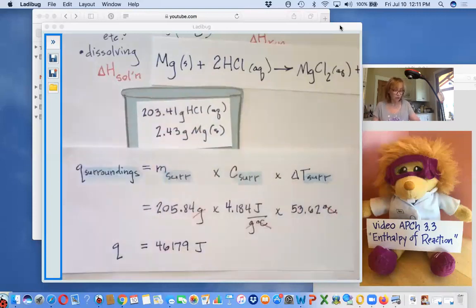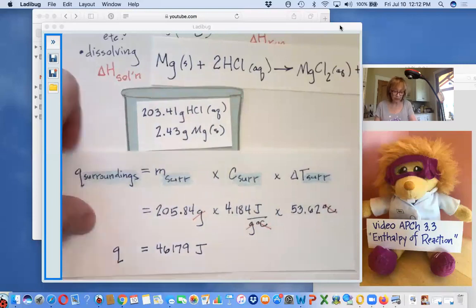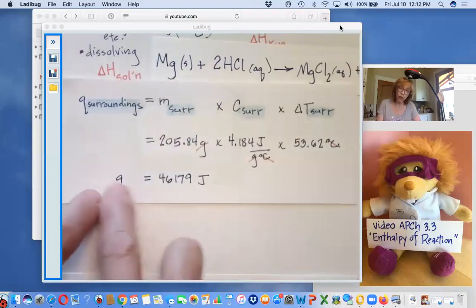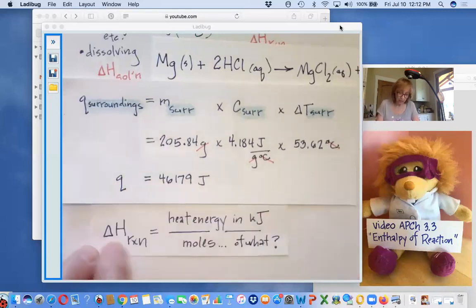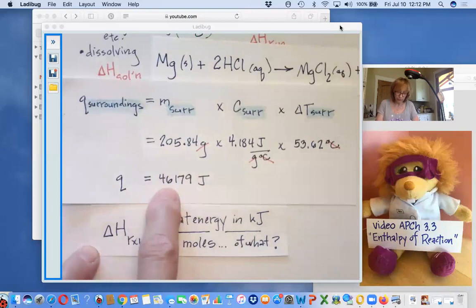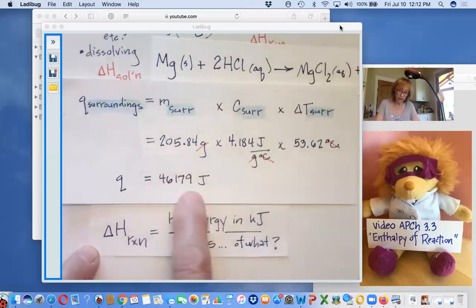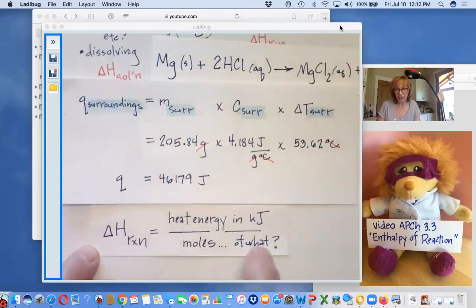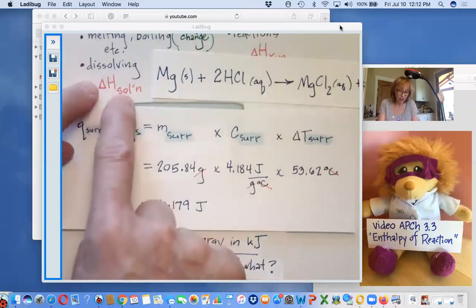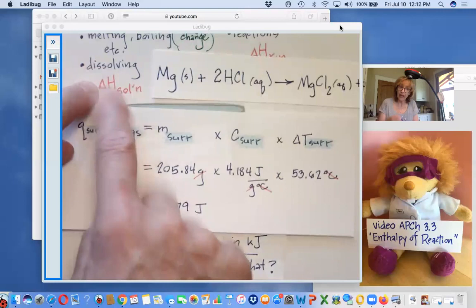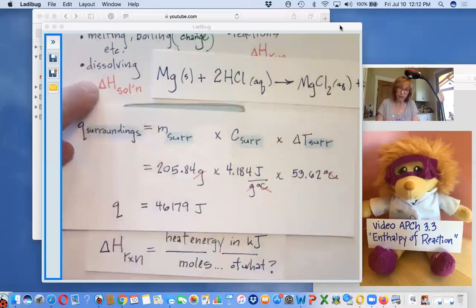But we would like to use something that's more general. So we would like to change this very specific Q heat energy to something more general, the enthalpy change of the reaction. And to do that, we want to take our heat energy, convert it into kilojoules. Remember, we divide by 1,000. And then we'll divide that by the moles. But here's my question. Moles of what? When we were doing enthalpy of solution the other day, it was really easy to see, well, since this was a dissolving process of a solute, we used moles of solute in the denominator.